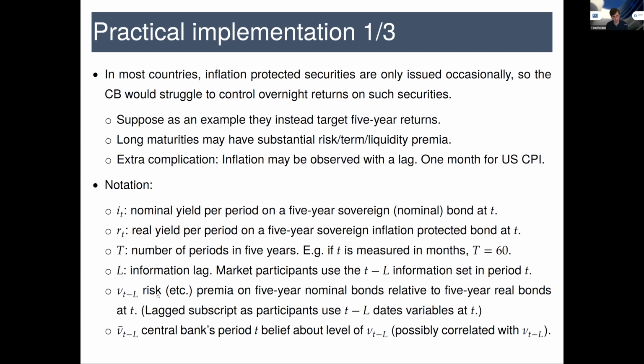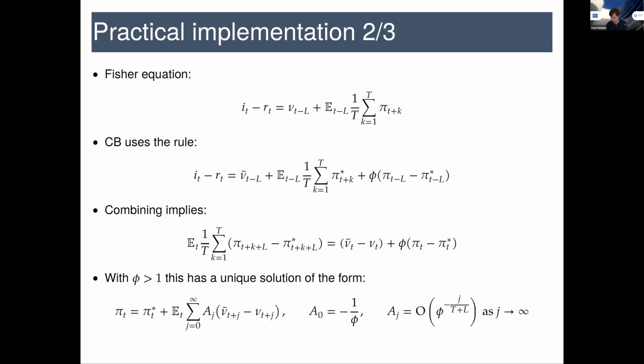Nu T minus L is going to be the risk, etc., premium on 5-year nominal bonds relative to real bonds. And this can also capture departures from fully rational expectations amongst financial market participants. And finally, nu bar T minus L is going to be the central bank's belief about the level of nu T minus L. So the central bank might not know what the risk premium actually is. So in this world, we get a Fisher equation of this form. I minus R is the risk premium plus the expected average inflation over the lifetime of a bond.